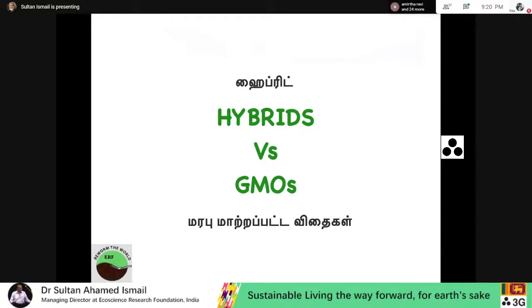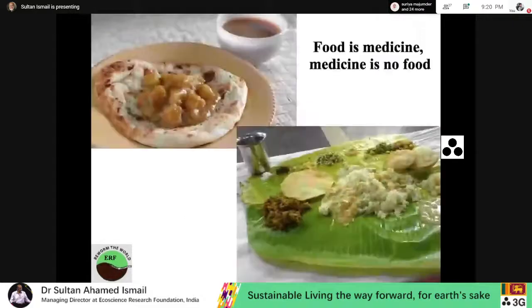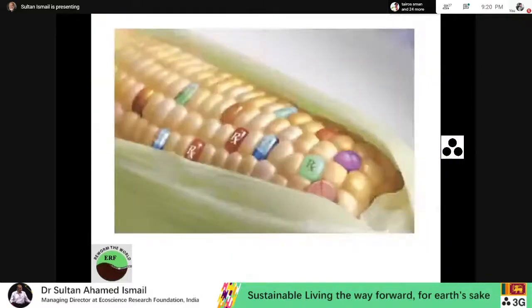Taking from a bacteria, especially Bacillus thuringiensis, and incorporating it into the organisms. For we Asians, food is medicine. It is only for Westerners who want medicine in food. We don't require medicine in food.